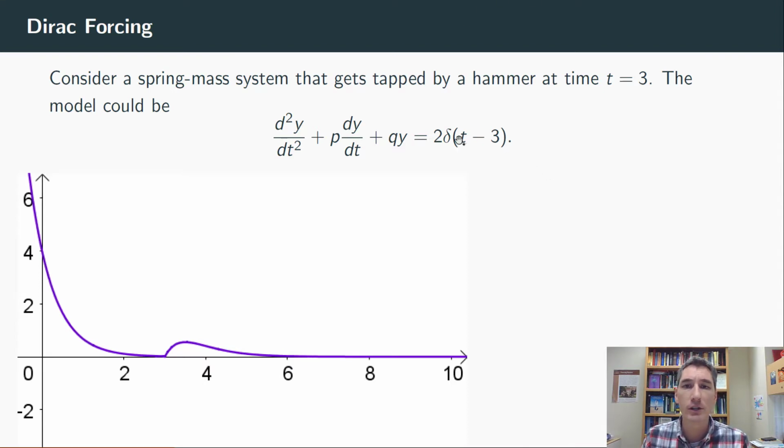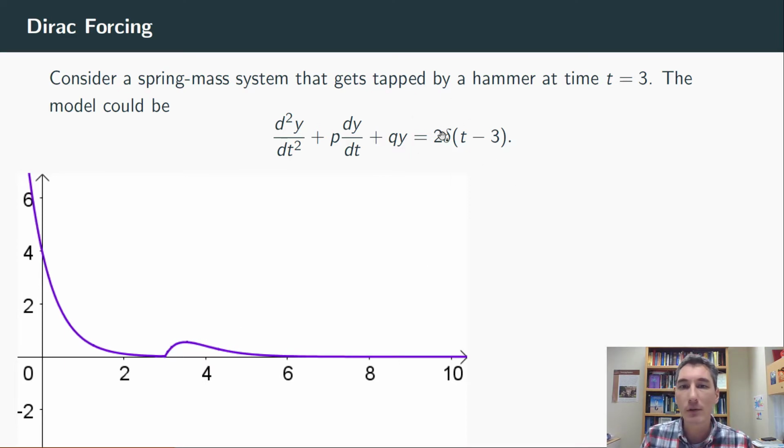The notation we would use is this Dirac delta t minus 3 to indicate that it happens at 3 units. And the 2 here is indicating how hard we hit it with the hammer. If it's 2, it's going to change the slope by 2 units. That's the key idea with Dirac forcing.